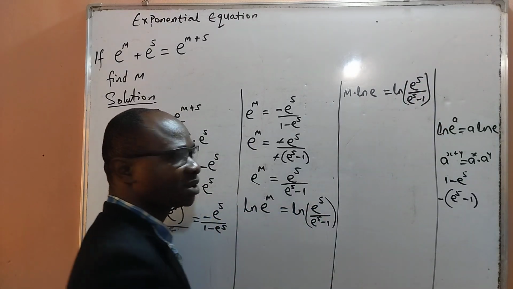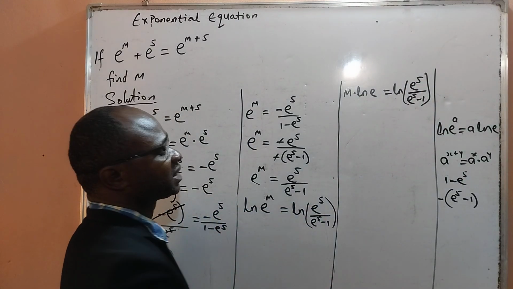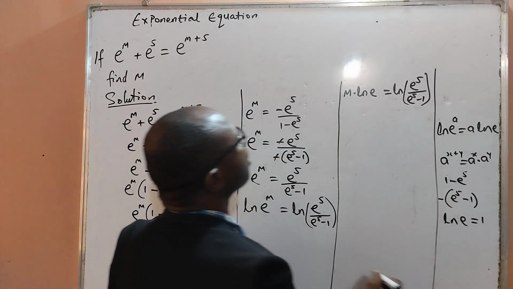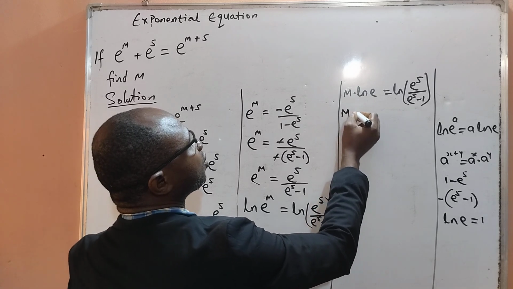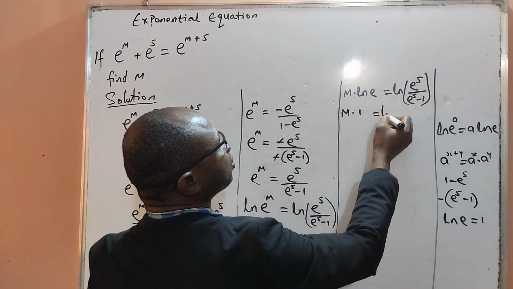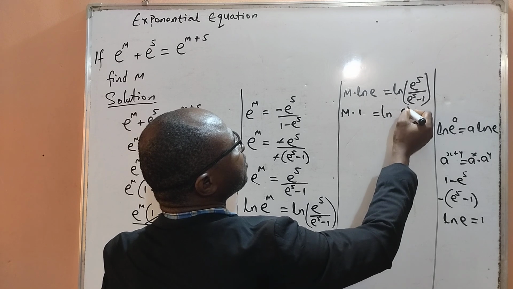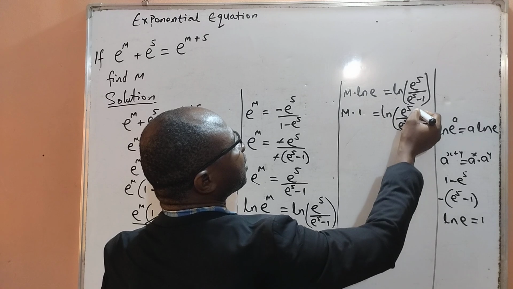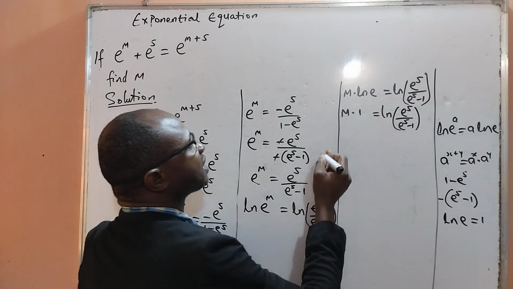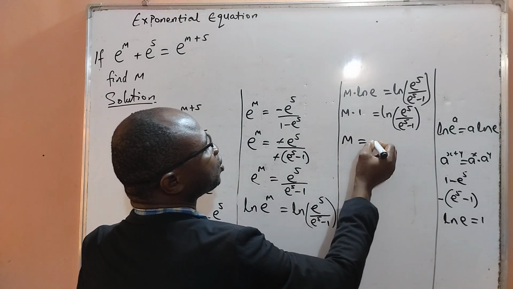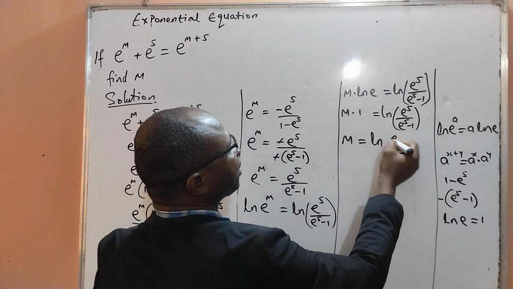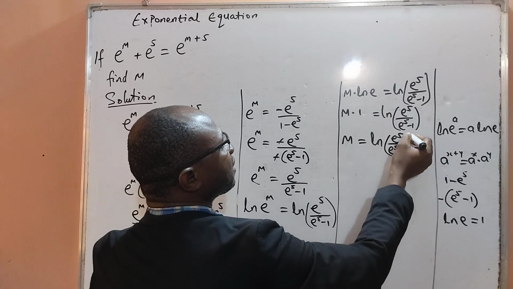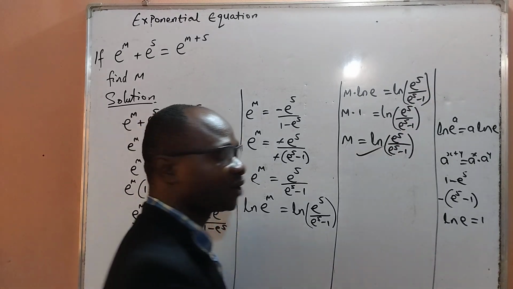At this point, I want you to note that the natural logarithm of e is equal to 1. That means n multiplied by 1 is equal to the natural logarithm of e raised to the power 5 all over e raised to the power 5 minus 1. Finally, n times 1 is n, which is equal to ln of e raised to the power 5 all over e raised to the power 5 minus 1. Final answer. So this is the value of n.